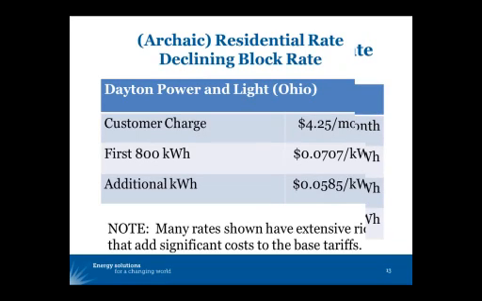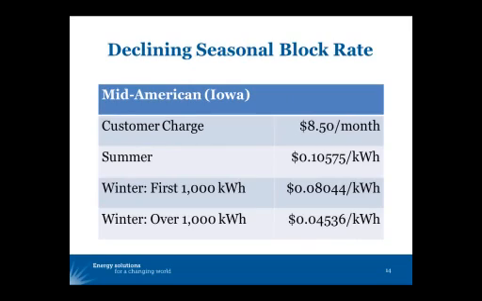So the next is a declining seasonal block rate. And this one is Mid-American in Ohio. It's got a customer charge of $8.50 a month. That's a little above the cost of billing and collection and may include the cost of the meter. The summer rate is a flat rate of 10.5 cents, and the winter rate is a declining block rate at 8 cents and 4.5. So this rate design is recovering all the costs of peaking plants plus some of the cost of baseload plants in the summer. And the balance of the winter rates are basically related to baseload resources, and in the end block pretty much just fuel and purchased power and operating costs.